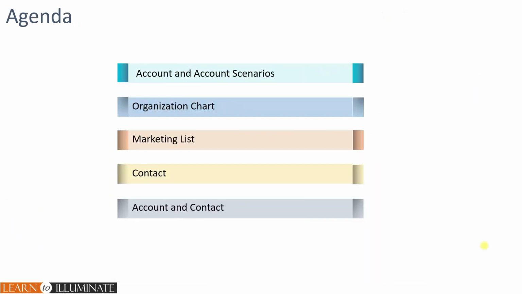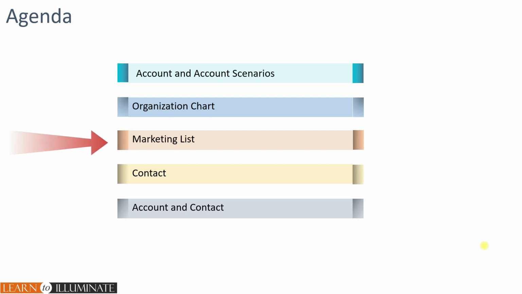Let's take a quick look at our agenda. We will start by exploring what an account is in the world of CRM. We will discuss the different scenarios where accounts play an important role in maintaining a business relationship. Organization chart: this is to visualize the hierarchical structure of the business relationship.